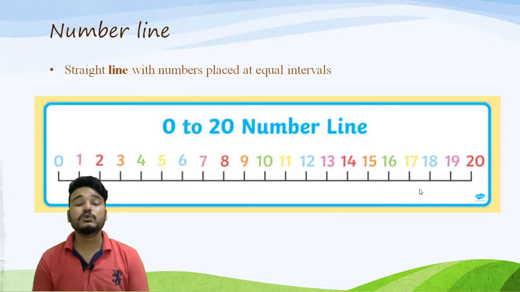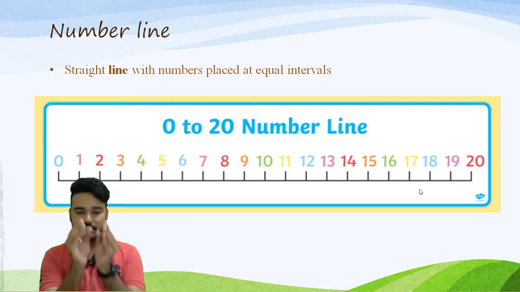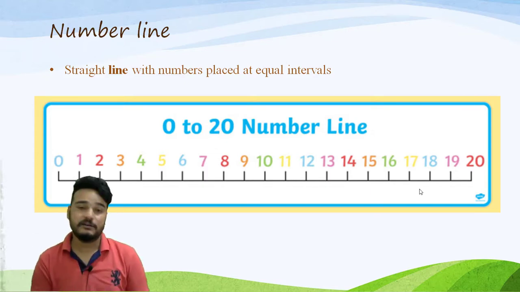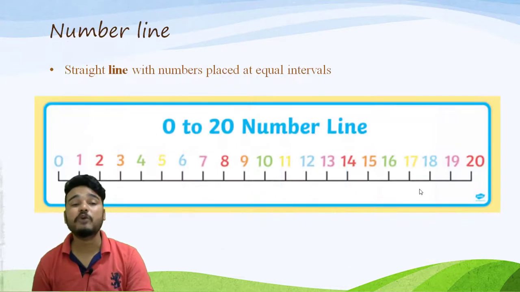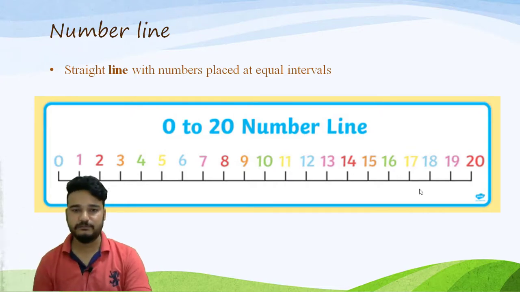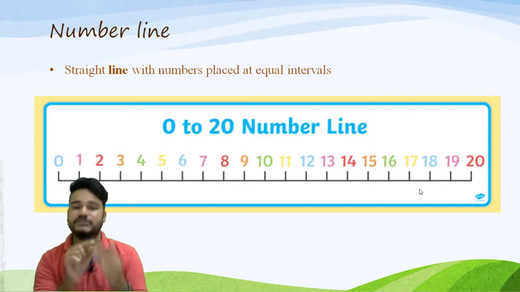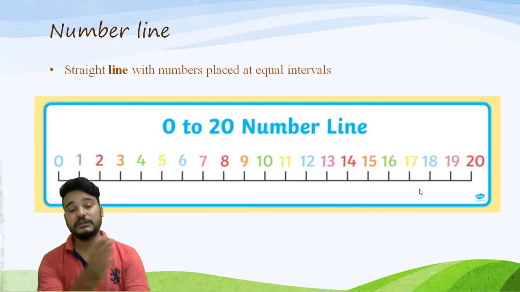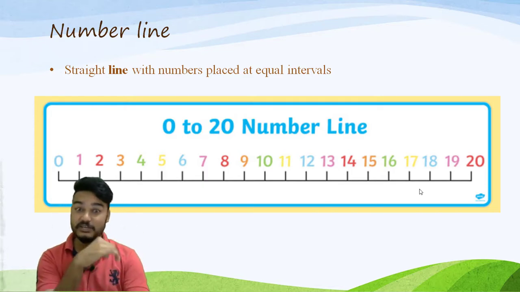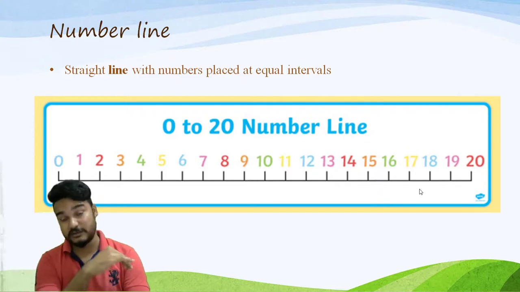A number line is a straight line on which numbers are placed at equal intervals, equal distance. The numbers are placed at equal distance from each other. So here is an example of a number line, which is of 0 to 20 numbers. It starts from zero and ends on 20, and each number has the same equal distance. You have already learnt the number line in your mathematics in lower classes, your second standard or first standard maths classes.